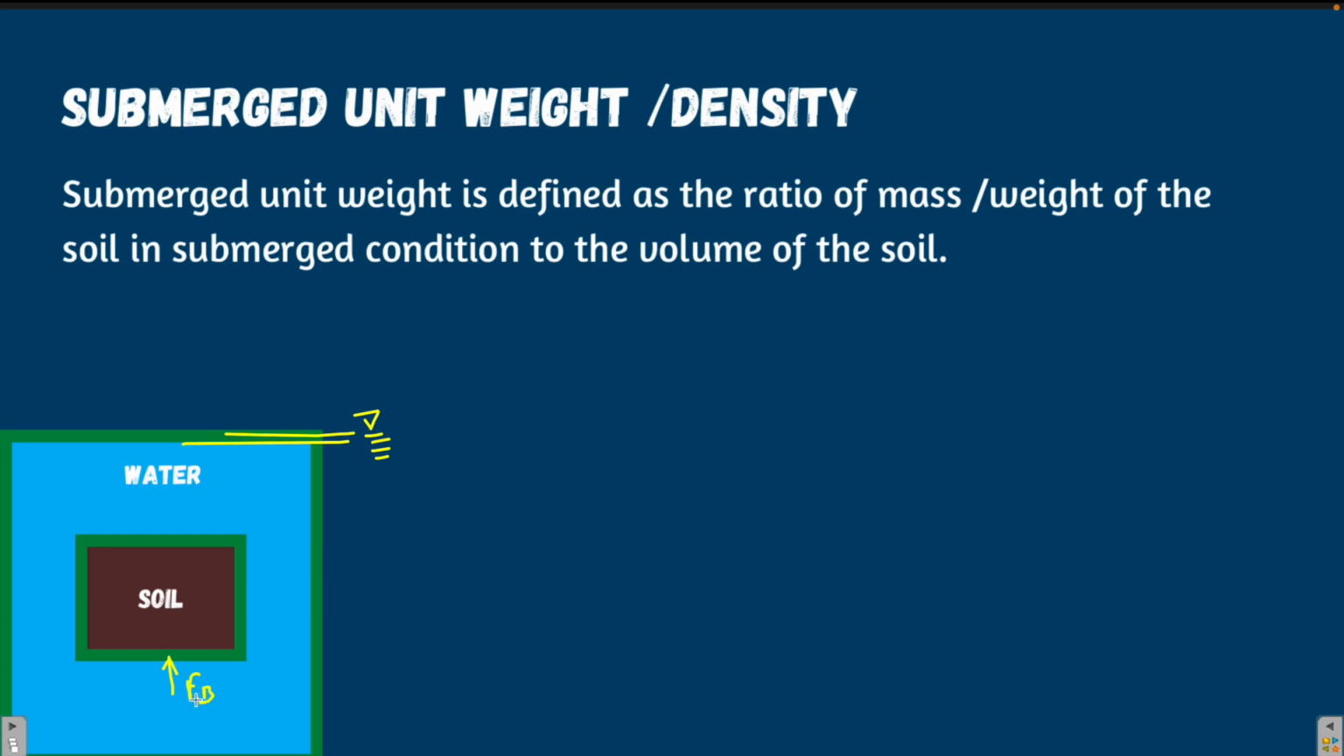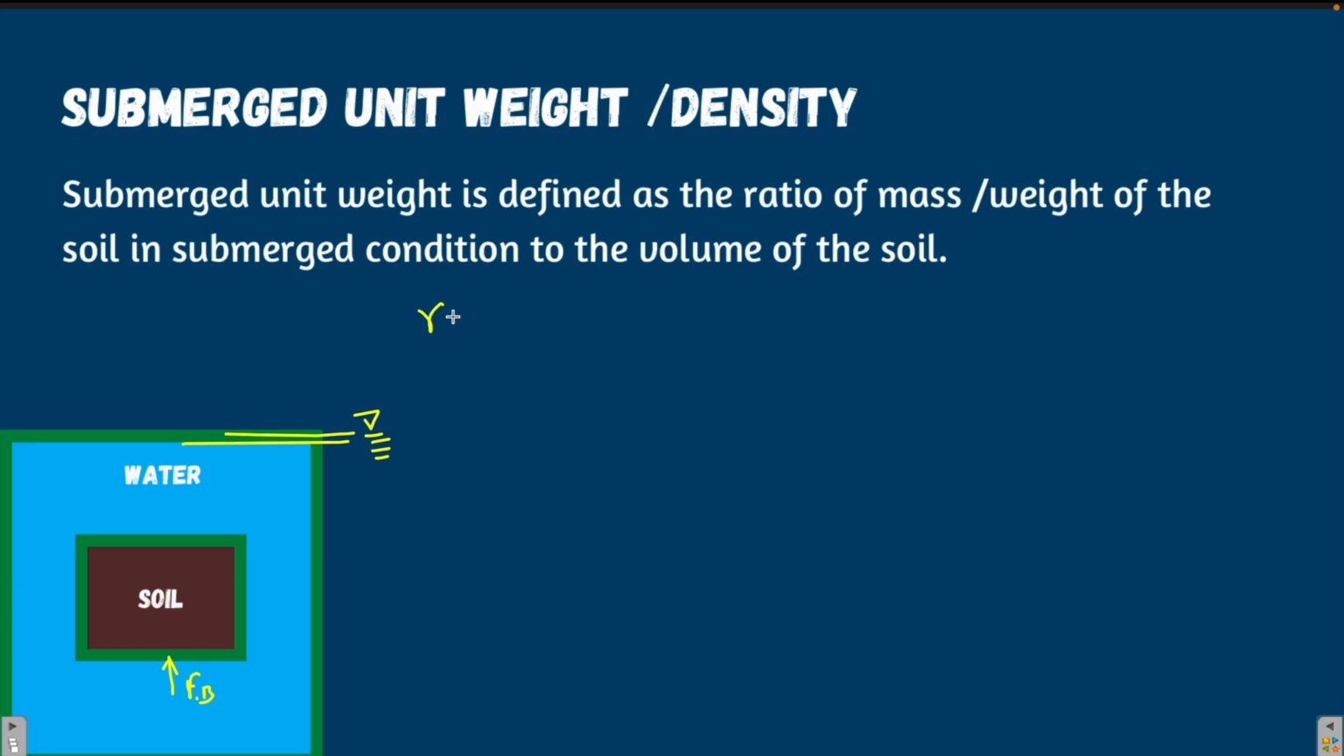in the upward direction. This unit weight of the soil, or let me say this reduced unit weight of the soil, is known as the apparent unit weight of the soil, or the effective unit weight, or the submerged unit weight of the soil. All the three are same. Now let's calculate the submerged unit weight of the soil.